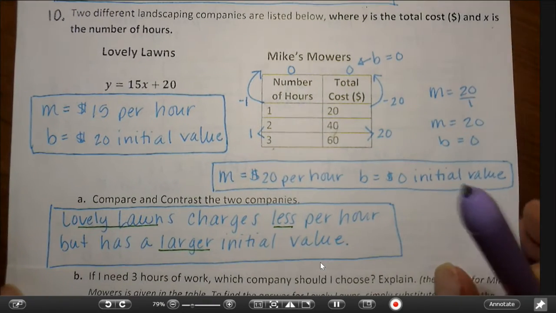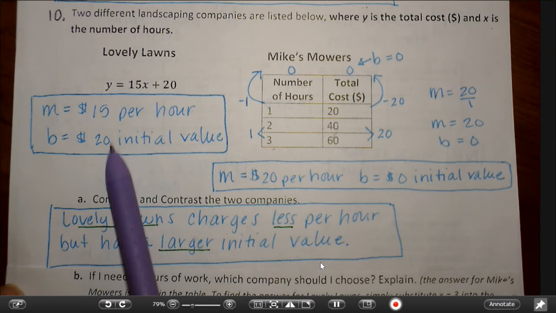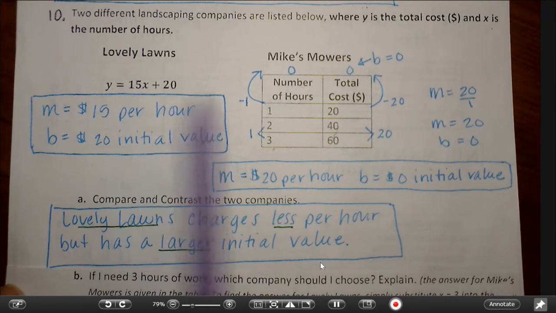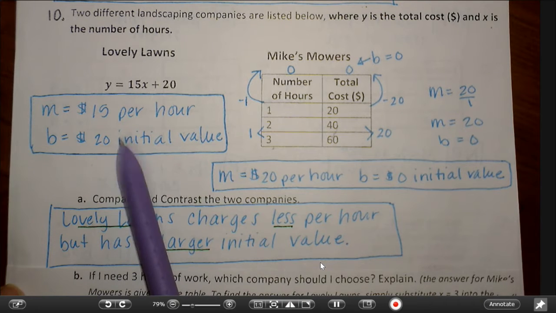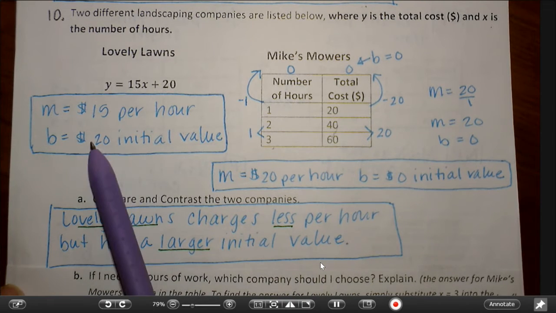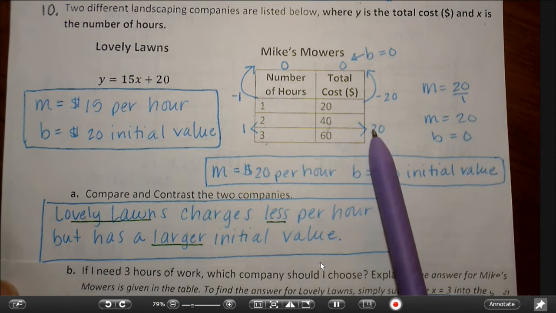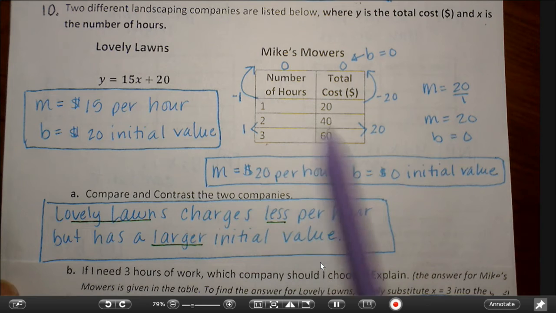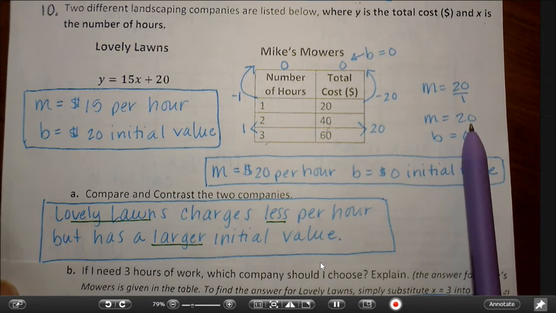Let's talk about landscaping. Lovely Lawns has a slope of 15 and a y-intercept of 20. And remember, the slope is a y per x label, dollars per hour, and the y-intercept is a y label only, dollar, initial value. Now from a table, the slope is the change in y over the change in x. So this is going up by 20 and up by 1. You put the change in y on top, the change in x in bottom, and reduce.